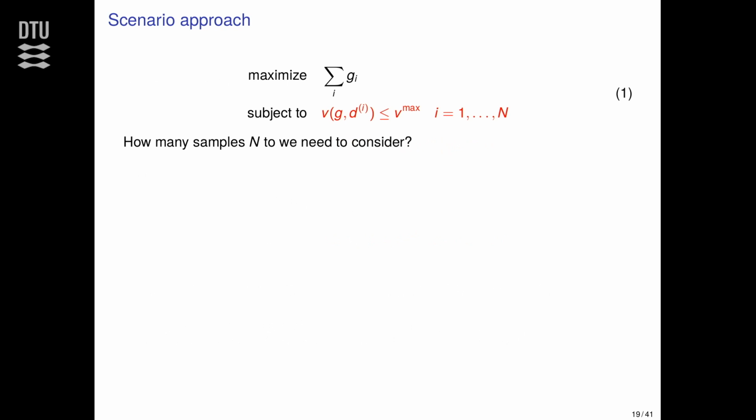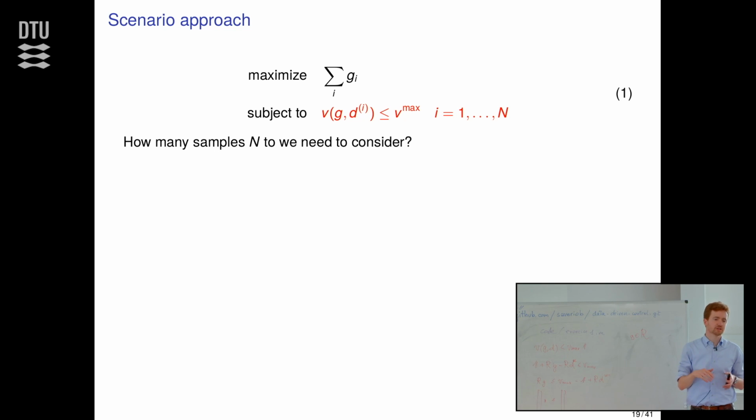And so the scenario approach, you will have to replace this probability constraint with just a large number N of constraints that you take from your sample. So you have hundreds of these in the data, you just take, you don't need so many, right? You need a little bit less than that. How many do you need?